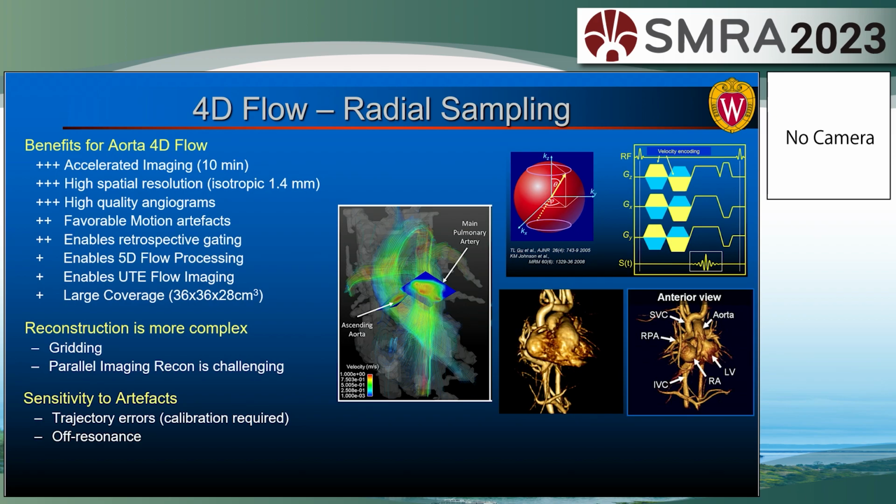It's a longer slide here, but there are several significant advantages of this approach as I see it. You can really accelerate the acquisition by preserving high spatial resolution and large coverage. You can get high-quality angiograms that have favorable motion artifacts, and it enables pretty sophisticated retrospective gating, both for the respiratory and the cardiac cycle. This has also been adapted for 5D flow processing, where we kind of double gate to both of these acquisitions. You've seen a couple of slides here at this conference. Some of the drawbacks are longer reconstruction times and higher demands on the computational efforts on the reconstruction engine, and also more sensitivity to artifacts from trajectory errors and off-resonance.